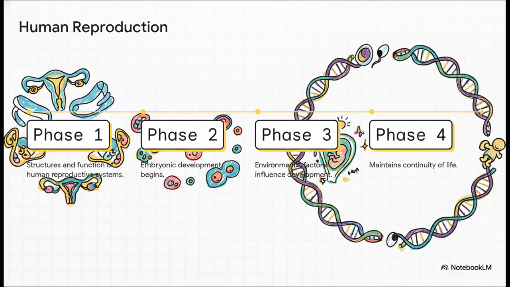form and grow. Now, during this incredibly sensitive time, developing embryos interact with other human body systems and are deeply, deeply affected by environmental influences. For example, a mother's diet, her overall health, or exposure to toxins in the environment can directly impact how that embryo develops. All of these interacting factors ultimately lead to the continuity of life. It's this beautiful, complex cycle focusing on how the structures and functions of human reproductive systems sustain our entire species.